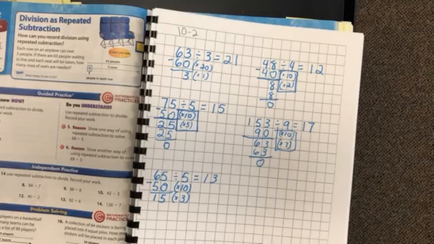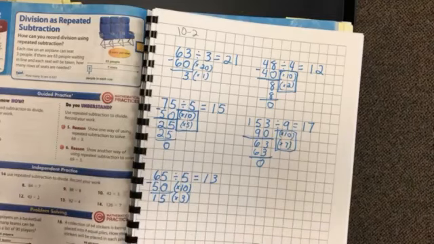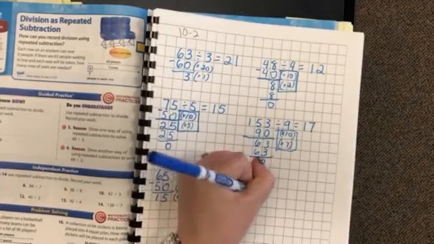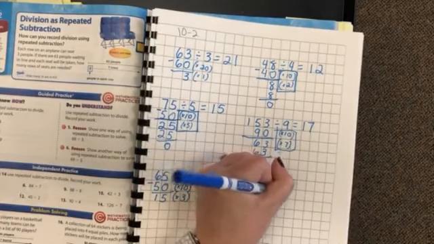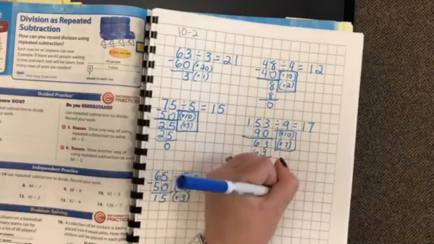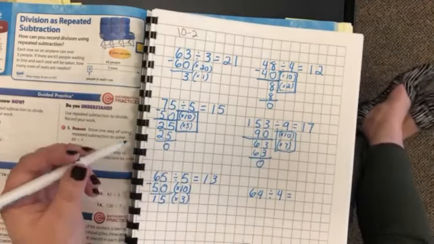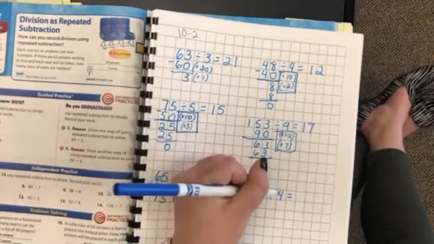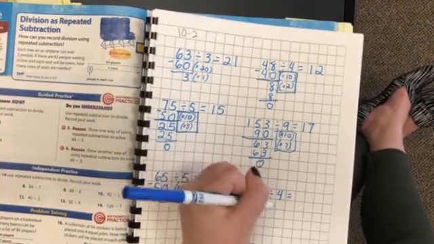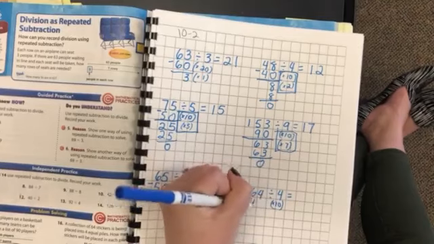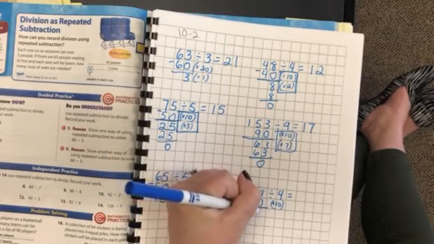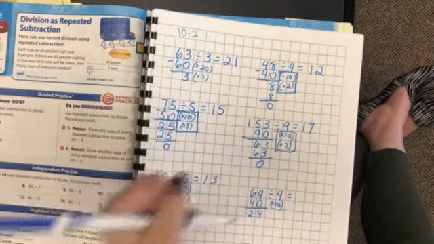Now, one more thing I'm going to show you, okay? So let's say I've got 64 divided by 4. Can we write this? Yes. This is troubleshooting. This is what you do when you get stuck. So 4 times 10 is where I start. And that's 40. And then I subtract. 4 minus 0 is 4. 6 minus 4 is 2.